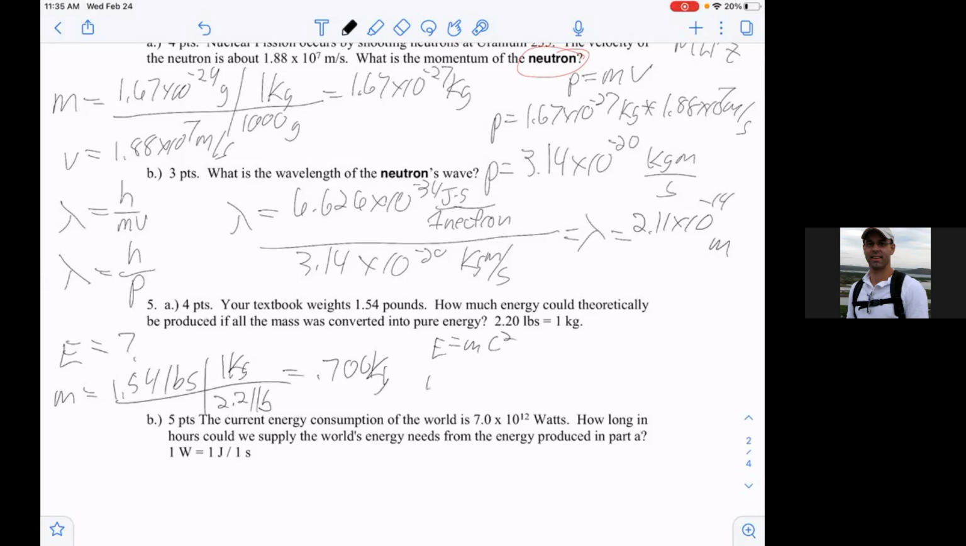There's my equation. 0.7 kilograms times the speed of light. Some people just forgot to square it. They wrote it squared in the equation, but then they forgot to square it in their calculator. We get 6.3 times 10 to the 16 joules. Your answer: energy is always in joules.